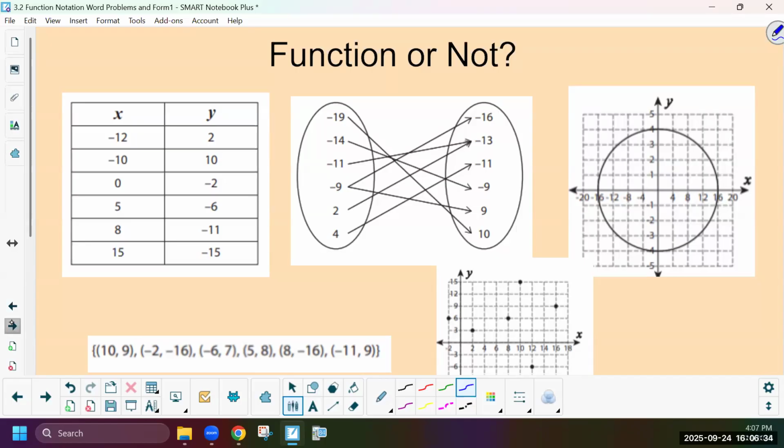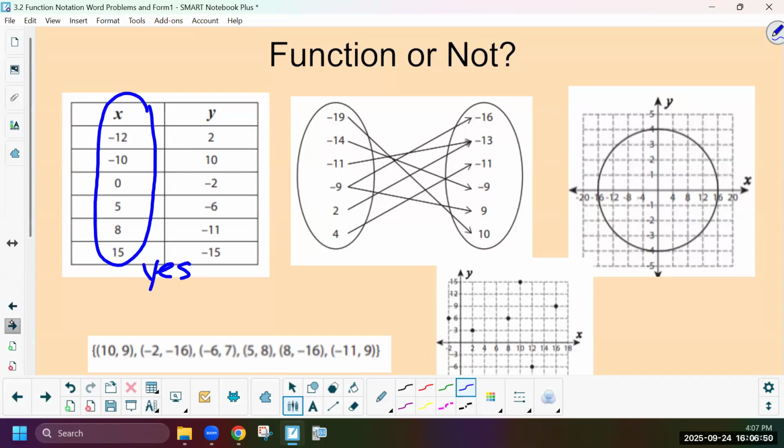Okay, so if we look at the first table, I'm looking just at the x values. So I'm looking right here, and it looks like every one of them is unique. None of those repeat. So yes, this is a function.